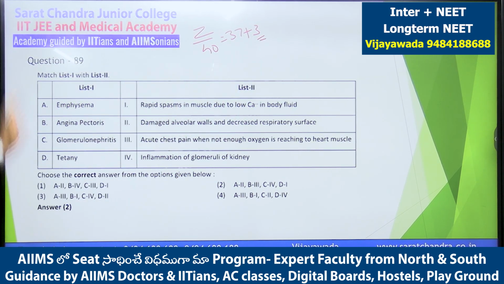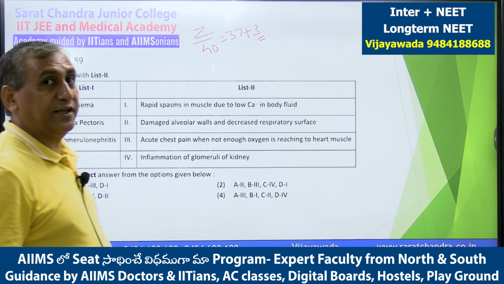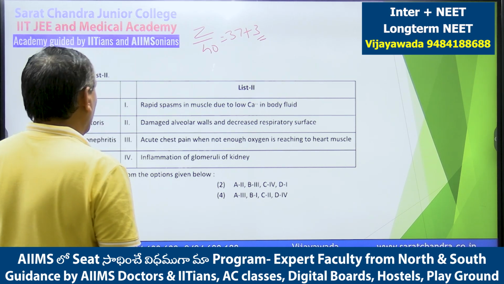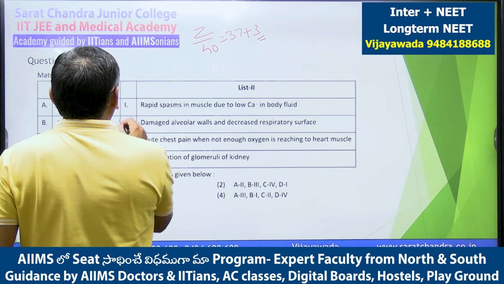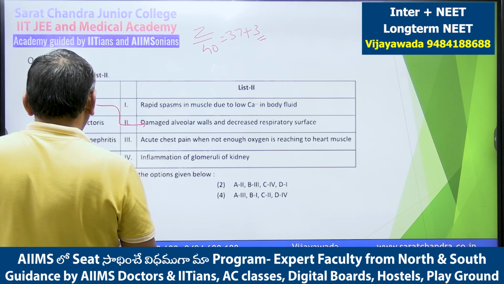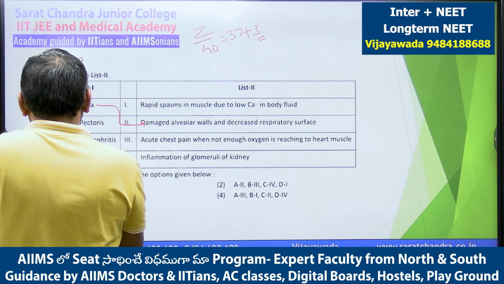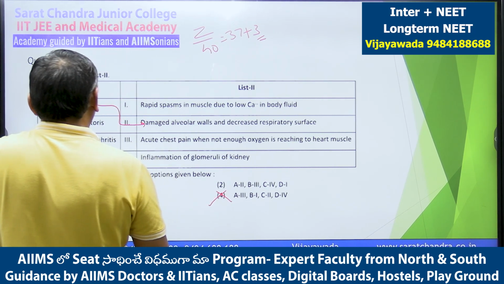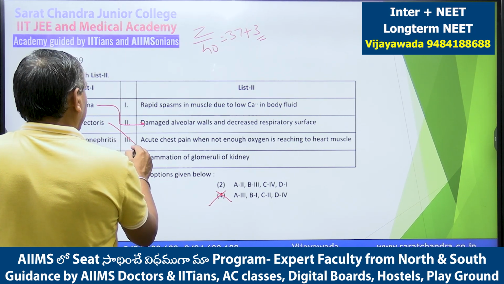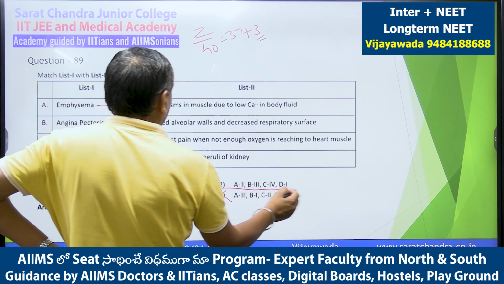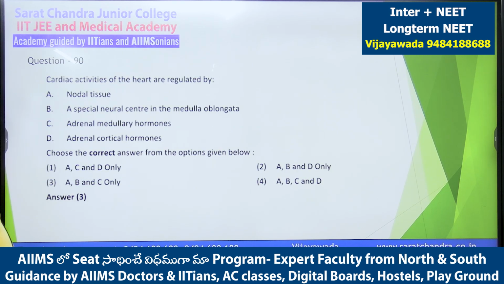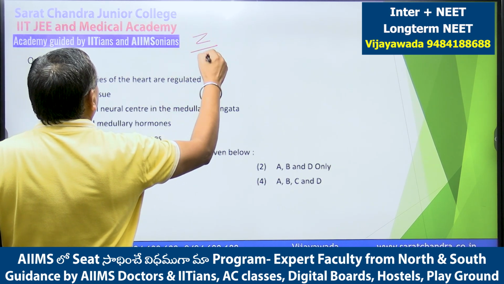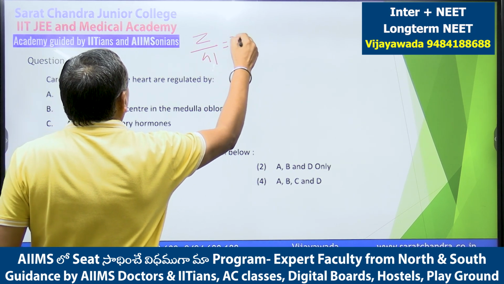Clear? Emphysema, given in NCERT. Causes of emphysema: cigarette smoking, damage to the alveolar wall, decreased respiratory capacity. Option 3 gone, option 4 gone. Angina pectoris is the acute chest pain, so the answer is 2. Clear? So this is the one. Now coming to zoology question number 41, and again I will say 38 plus 3.